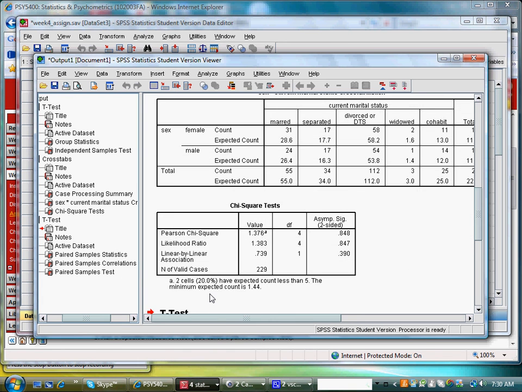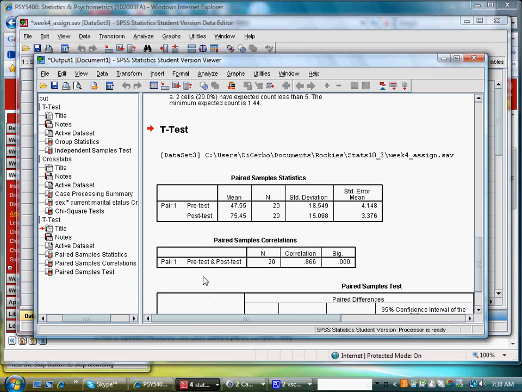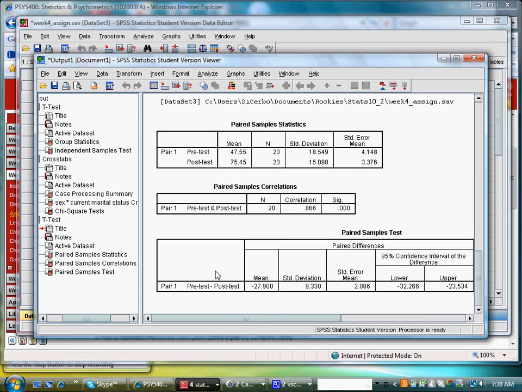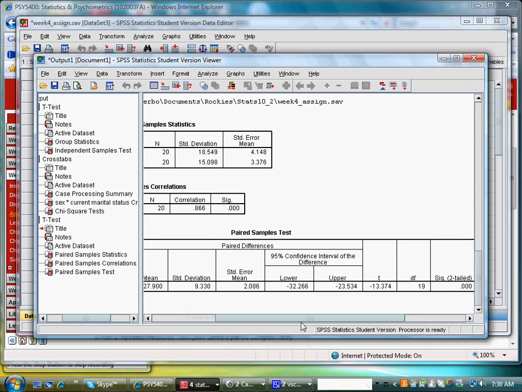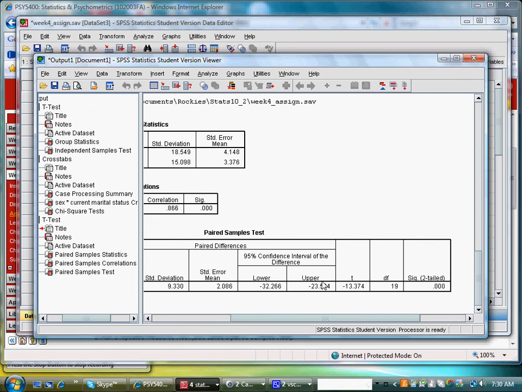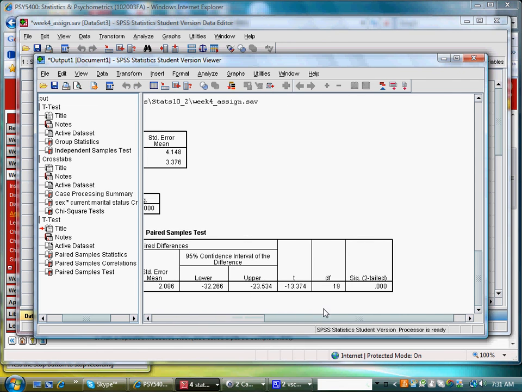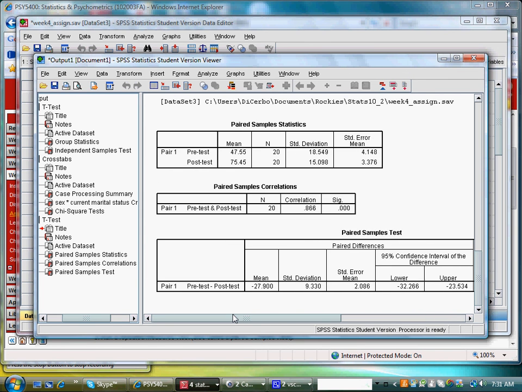head back to our output. So now we have the pre-test mean and the post-test mean for everybody. And again, we have a 95% confidence interval for the difference between those means. There's your t-statistic, and there's your significance level. So you're going to be reporting on all of those in your assignment. But those are the mechanics of how to do each of these things.